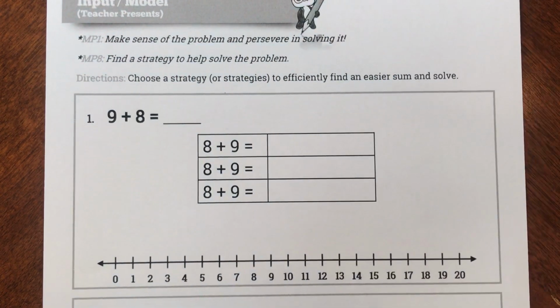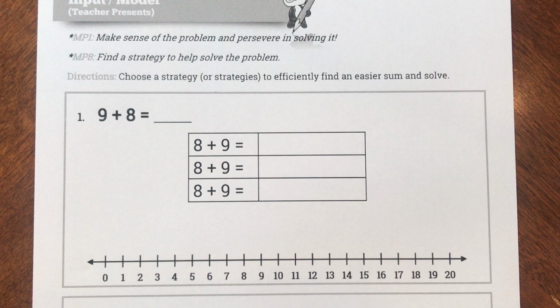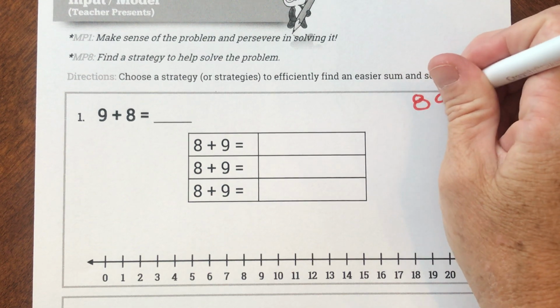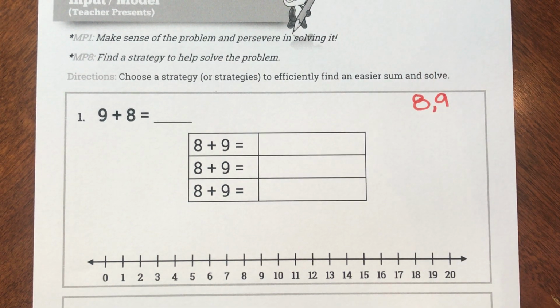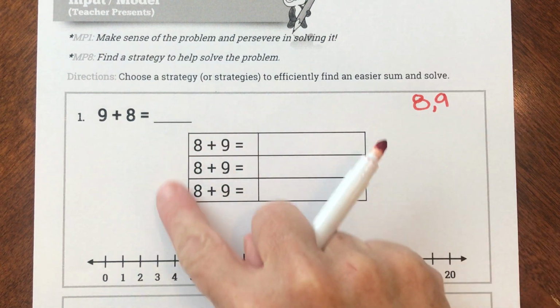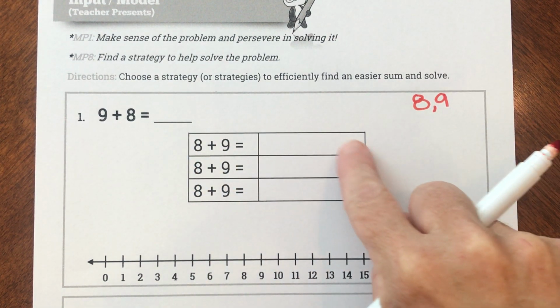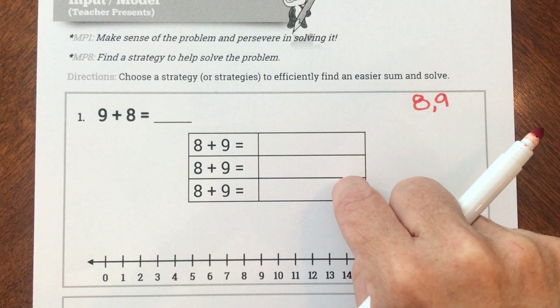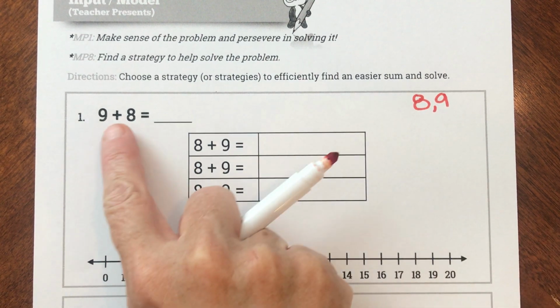Here is my first problem. And my first problem looks like this. It's 9 plus 8. Okay, so what I notice about 9 plus 8 is 9 and 8 are consecutive numbers. 1, 2, 3, 4, 5, 6, 7, 8, 9. They're next to each other in counting. So that doesn't surprise me that they want me to use the doubles and doubles plus one strategy because they're consecutive numbers.